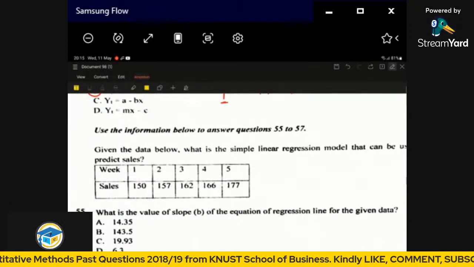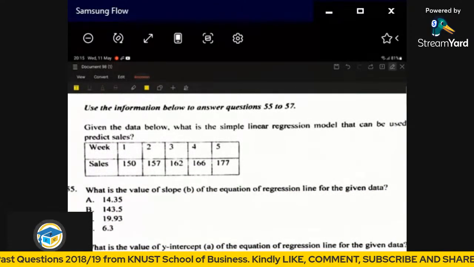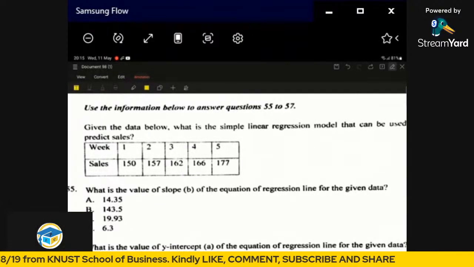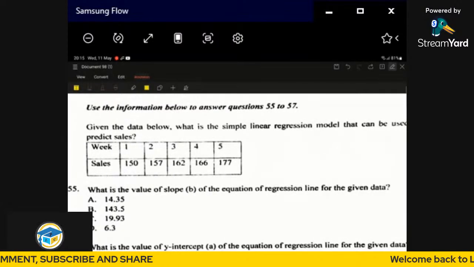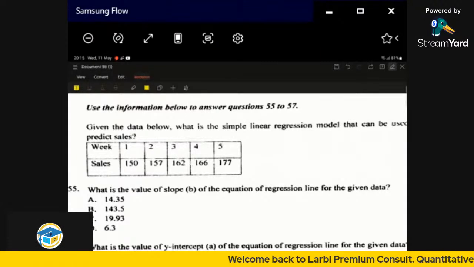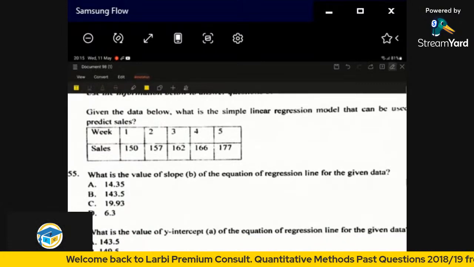All right. So now let's move on to question number 55. It says you have to use the information to answer questions 55 to 57. So how do we do that? Given the data below, what is a simple linear regression model that can be used to predict sales? So we are just given a scenario for this.